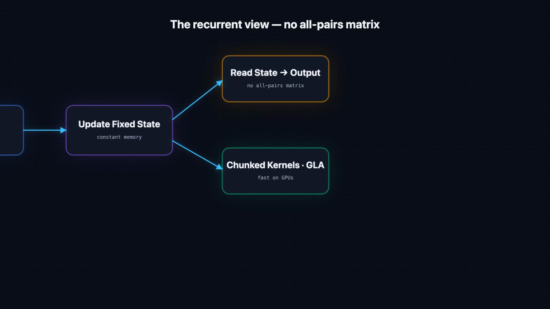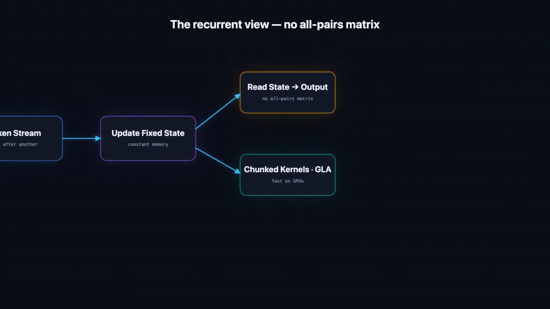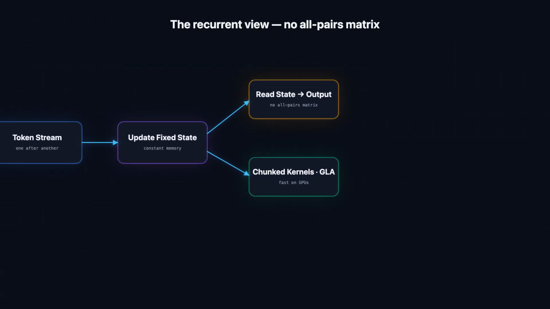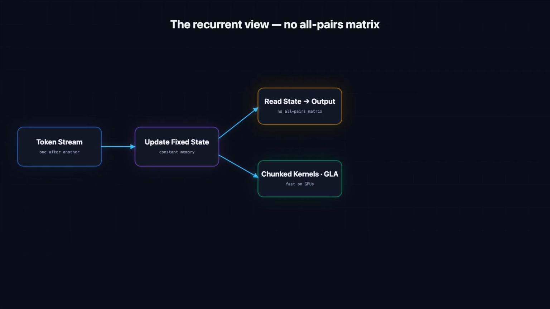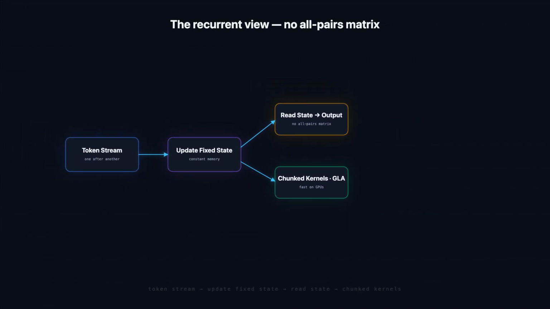Chunk kernels fix it, processing blocks of tokens together the way flash attention did for softmax. Gated variants like GLA live here too, and this is the family we call flash linear attention.